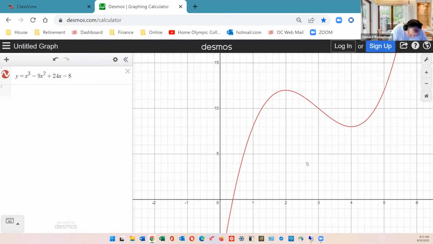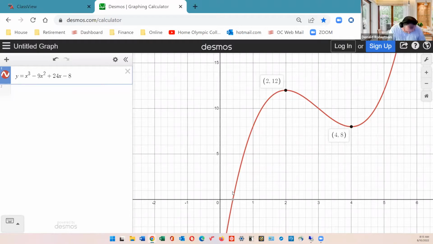According to what I had in my list here, there's a local maximum at 2,12. Would you agree that works? It's exactly what I said it would be. There's a local minimum at 4,8. Would you agree that's exactly where it is? Would you agree that it is increasing up to here, then decreasing here, and then increasing again? That's what I said in calculus, and yep, it works.